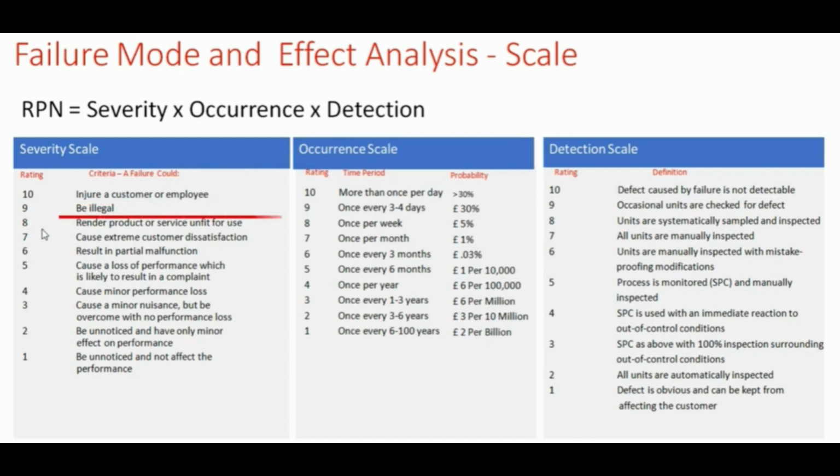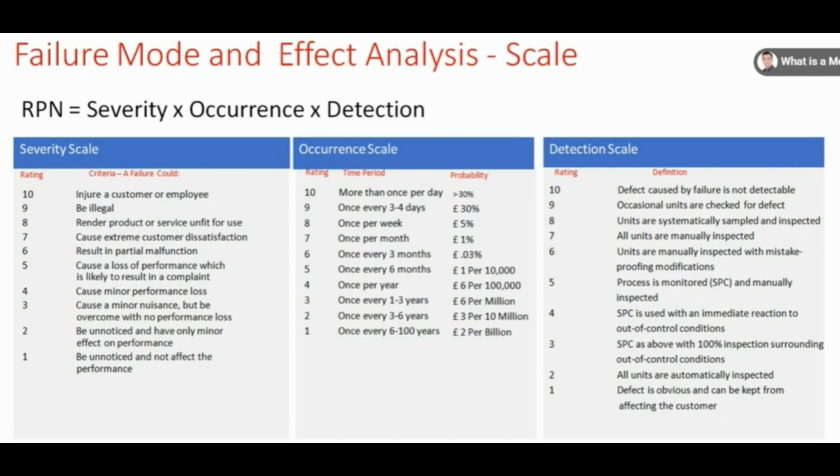Severity scale of 9 means be illegal or a compliance issue. Severity rating of 8 means render product or service unfit for use. Severity scale of 7 means cause extreme customer dissatisfaction. Likewise, for a severity rating of 1, it would be unnoticed and not affect the performance. Similarly, for the occurrence scale, if the failure mode is occurring more than once per day, then a rating of 10 is given. And if the failure mode is occurring once in 6 to 100 years, a rating of 1 is given.